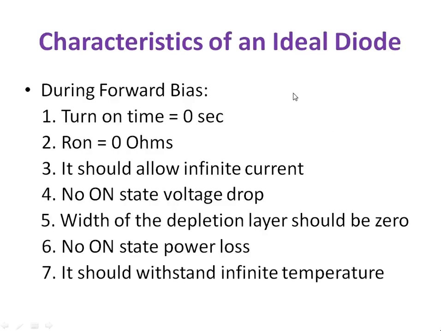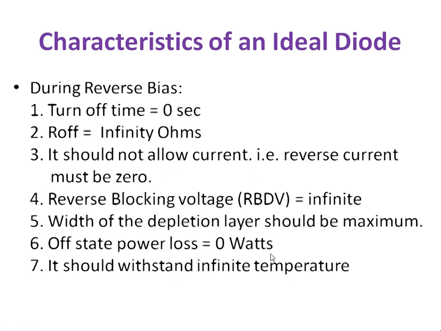So these are the ideal characteristics of a diode. During forward bias, your diode acts as an on switch. So turn on time equals 0 and on-state resistance is 0. If there is no resistance, there is no power loss and no voltage drop. It should allow infinite current. The width of the depletion layer is 0, because there is no depletion layer during conduction. It should withstand infinite temperature.